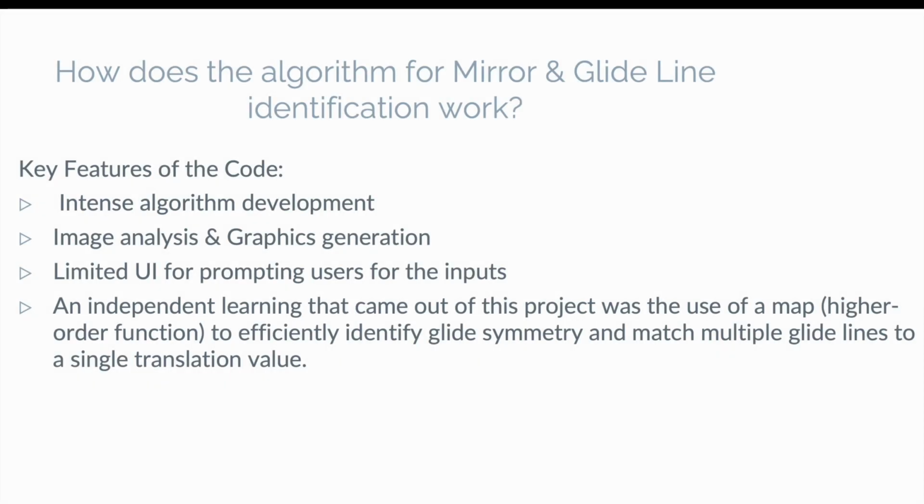So how does this algorithm for mirror and glide line identification actually work? Before I get into that and show some of the code, let me mention a few key features of the code. Intense algorithm development and image analysis, as the input image was converted from RGB values to grayscale, and then graphics generation to draw the mirror and glide lines on top of the original image. Limited user interface, in the sense that users were prompted to add their own input values and were even advised what the limits of these values might be. And independent learning that came out of this project, which was not taught in lectures or in any of the homework assignments, was the use of a map, which is a higher order function. I used the map to efficiently identify glide symmetry and match multiple glide lines to a single translation value.